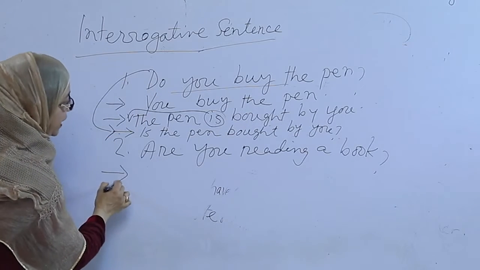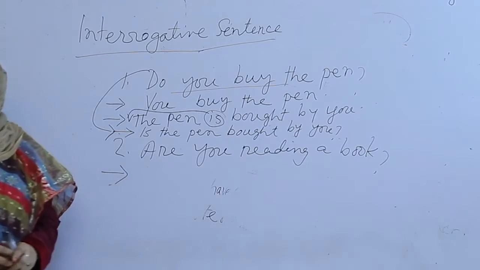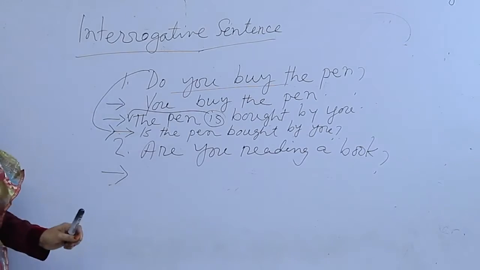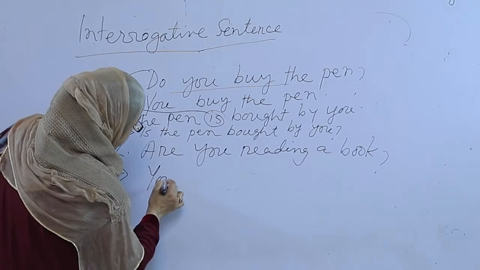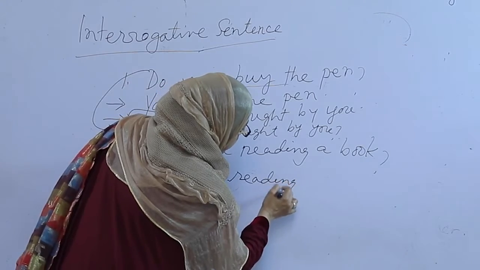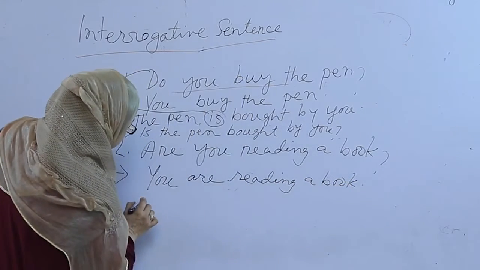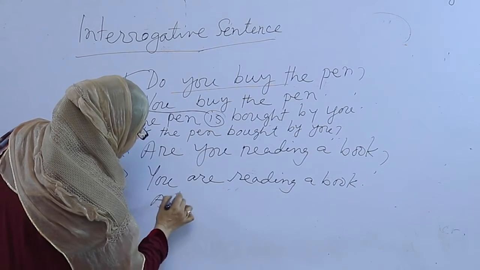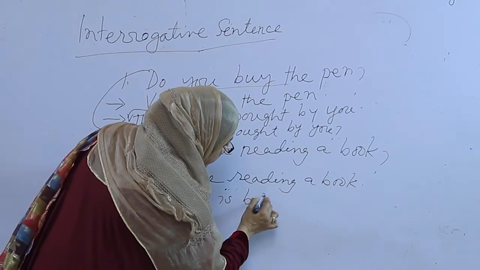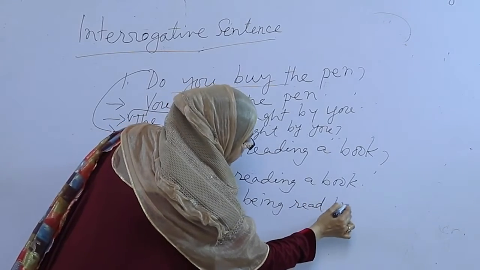And the second one, are you reading a book? If I turn it into an assertive sentence, you are reading a book. And I turn it into passive. A book is being read by you.